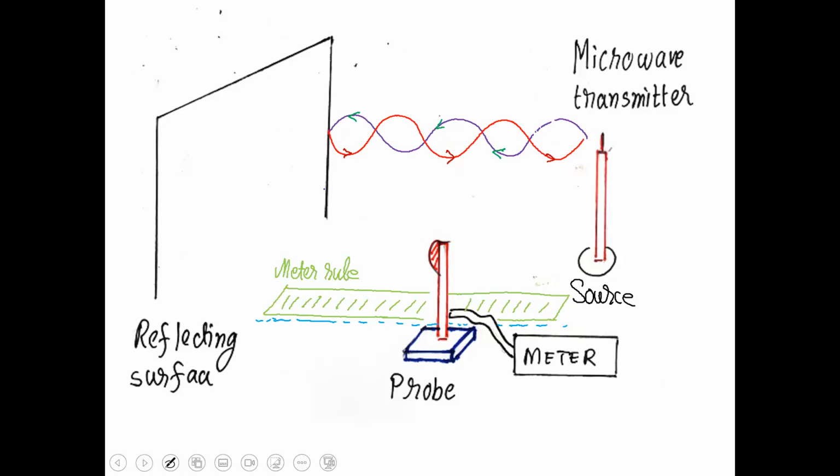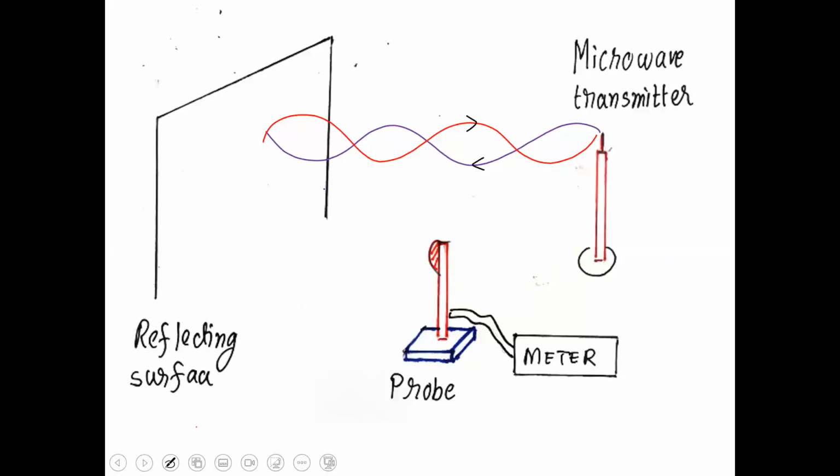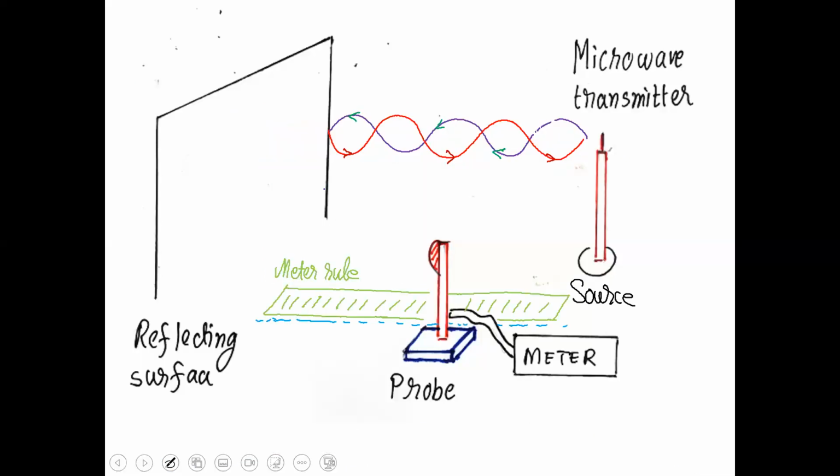Now, we add a meter rule along the apparatus, and we have a meter with the probe. Remember that microwaves are not visible to us, so we need a meter, and the meter can show the intensity of the microwave. So you have added a meter rule, and you have to move the probe along the meter rule. So improve the diagram, copy this also.